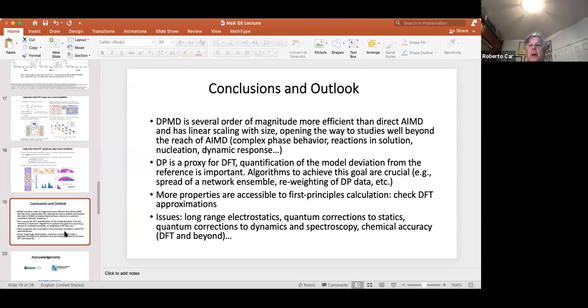Now, in the case of quantum correction to dynamics, unfortunately, one has the so-called dynamical sign problem, due to the fact that the dynamic correlation function that one is interested in is a complex quantity that is widely oscillating. So there is no way of doing the calculation exactly, at least so far.